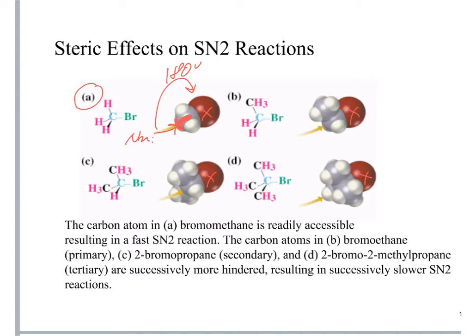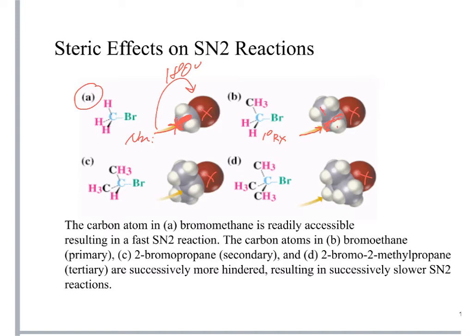So let's see what happens when we increase the steric hindrance around the reacting carbon atom. Here we have a primary alkyl halide. So now the nucleophile can still readily approach because on the backside of the reacting carbon, there is still not that much steric crowding. We have a methyl group on the side and two hydrogen atoms.